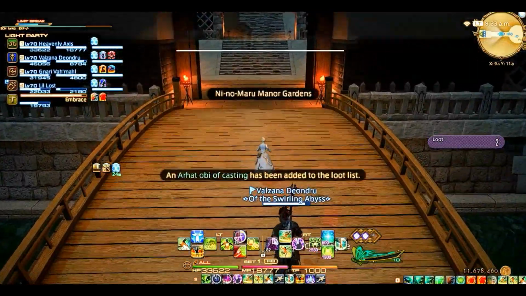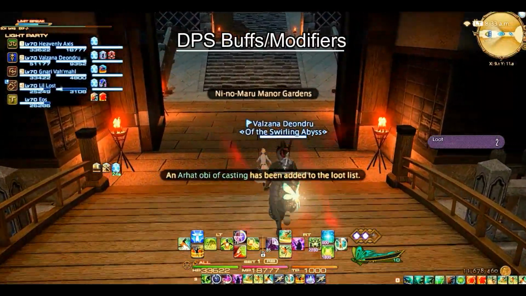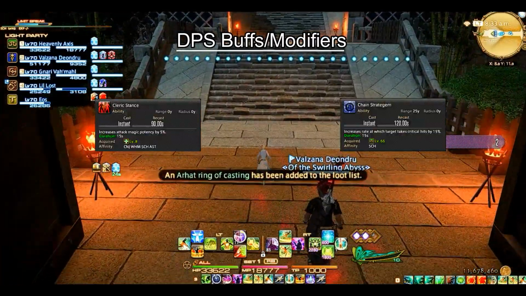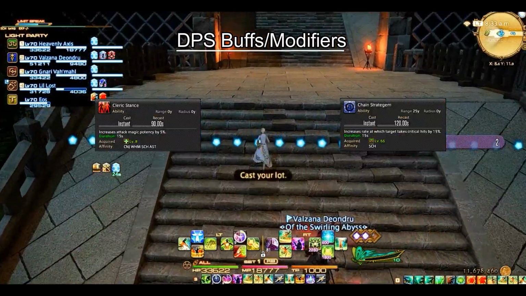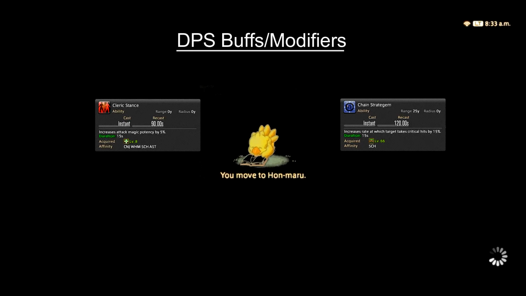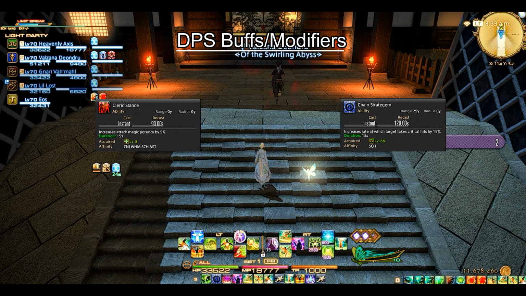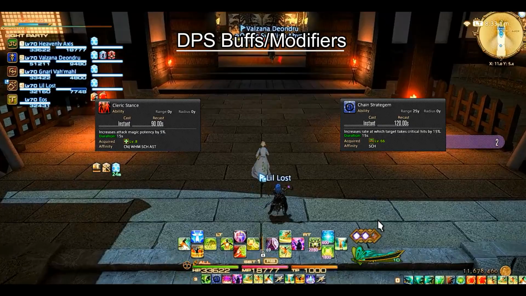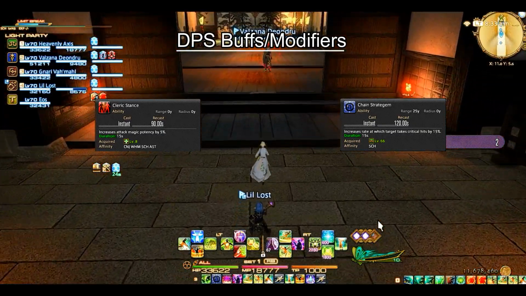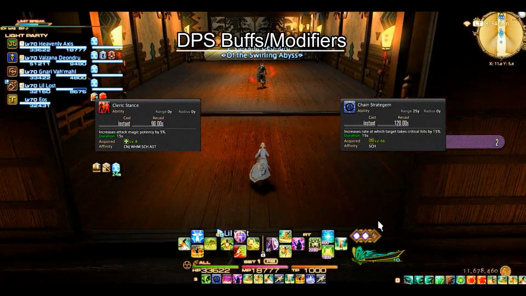For our DPS modifiers, we have Cleric Stance and Change Stratagem. Cleric Stance, unlocked at level 8, increases your attack magic potency by 5% for 15 seconds, and Change Stratagem, unlocked at level 66, increases the rate at which your target takes critical hits by 15% for 15 seconds. This second buff is useful to your entire team, so it's important that you plan accordingly in order to reap the maximum benefit from it.